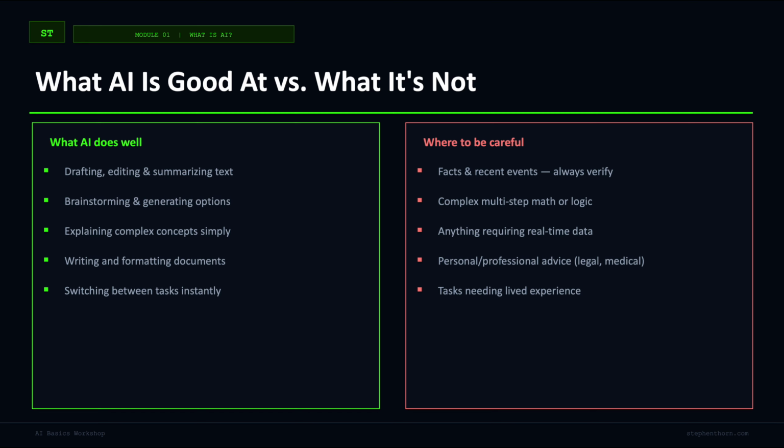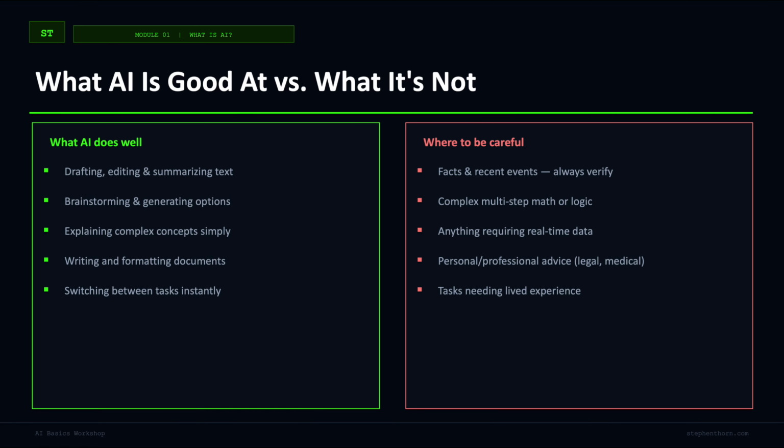Second, summarizing and reorganizing information. Give it a messy set of notes, a long transcript, or a document with too much detail, and it can usually pull out the structure and key points pretty quickly. Third, brainstorming. Ask for options, alternatives, angles, examples, or ways to phrase something, and it'll generate possibilities much faster than most of us can from a blank page. Fourth, following structured instructions. The more clearly you define the job, the better the output tends to be.